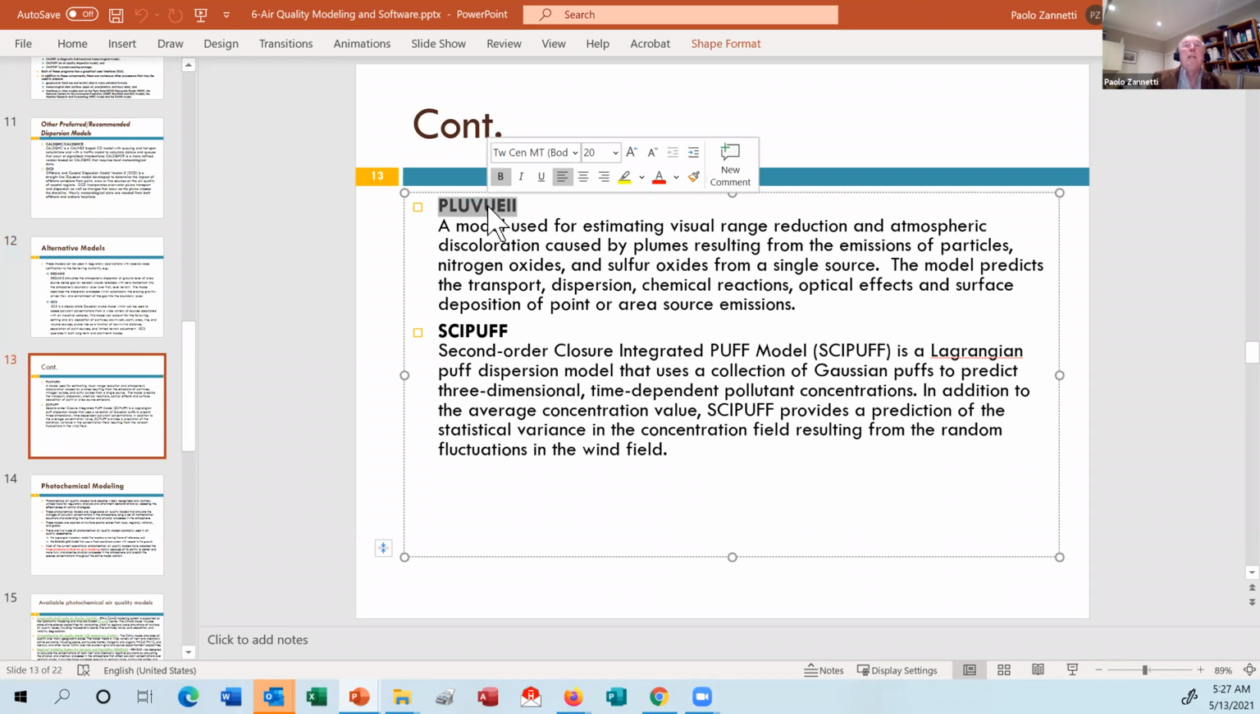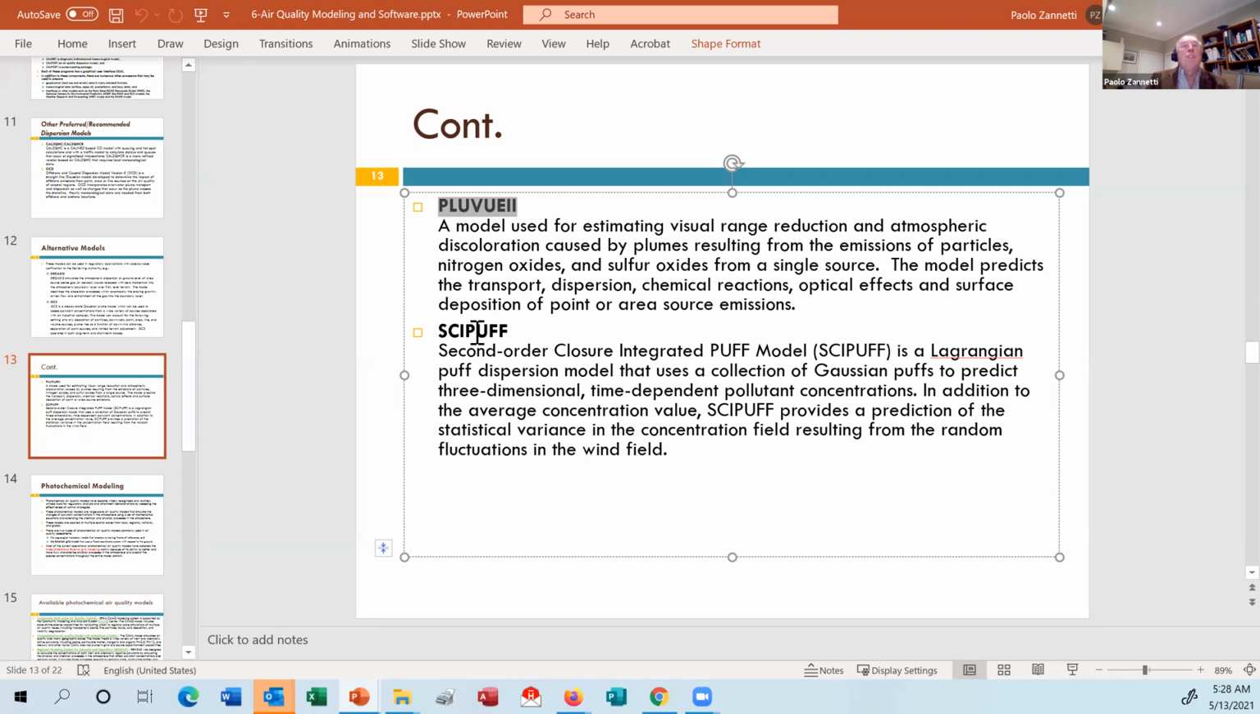Blueview, that's the name that I forgot yesterday that I was trying to tell you. It's an old model, more than 30 years old, and is a model to calculate the visual impact of a plume, so the visibility impairment of a plume. So it has all the optical equations to calculate the visual impact of a plume.